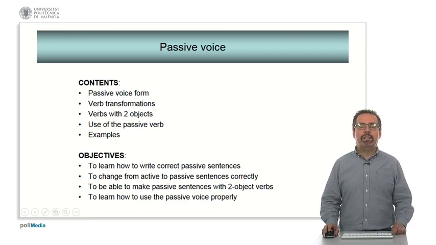And also we will have a look at the use of the passive verbs, and we will see some examples of passive and active sentences. The objectives are to learn how to write correct passive sentences, to change sentences from passive into active and vice versa correctly, to be able to make passive sentences with specific two-object verb sentences, and to learn how to use the passive voice properly in English.